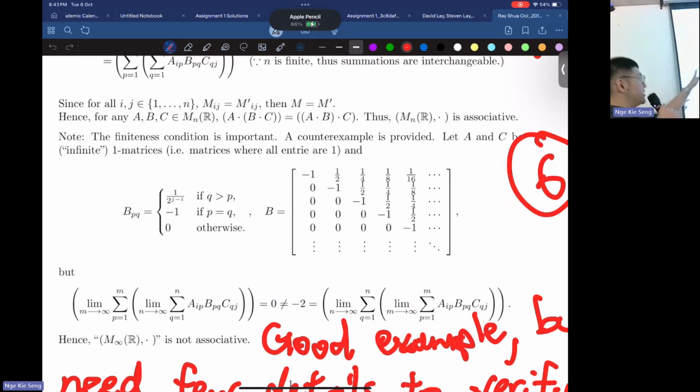So the finite condition here is very important for the finite sum to commute. Otherwise, you can see that the associative might not work. If you consider infinite matrices, associative might not work. This is the exact point that I want to ask in that question, because the finite sum commutes. If it is not a finite sum, no matter how you commute, maybe you have some counterexample.